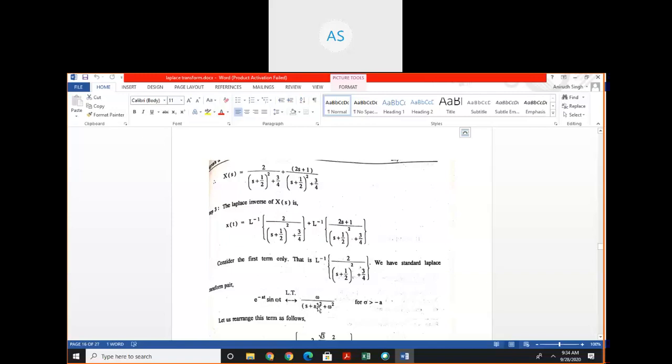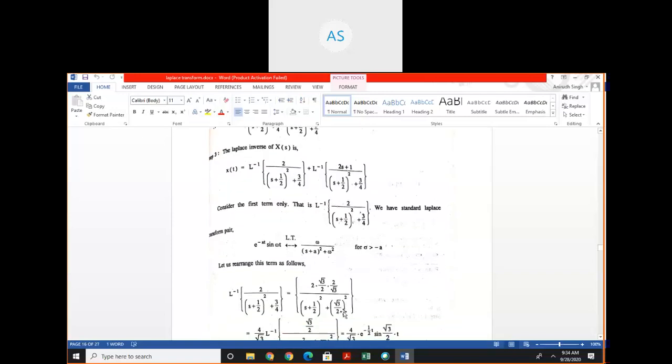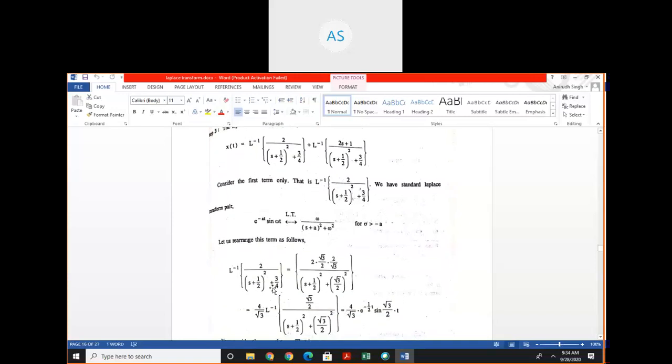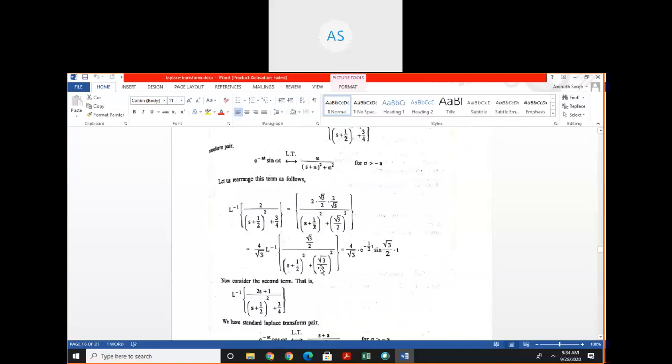For this term we use the standard Laplace transform. The Laplace transform of e to the power minus at sine omega t is given by omega divided by (s plus a) whole square plus omega square, and this is the ROC for this expression.